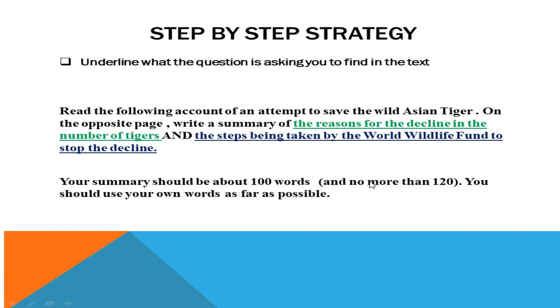In addition to that, your summary should be about 100 words, and if you are in a course for students, you can write 70 words and not more than 80 words. And you should use your own words as far as possible. So you have to make around 75% of the words that you use in the summary your own words, and instead of depending on the words in the text, you have to use your own words. That is the main idea. That's the main tip for collecting more marks.